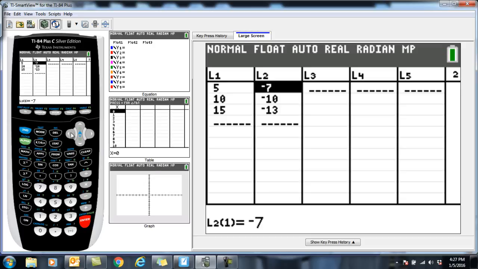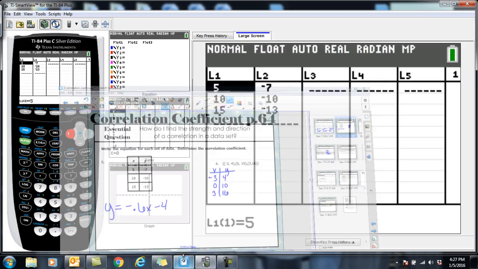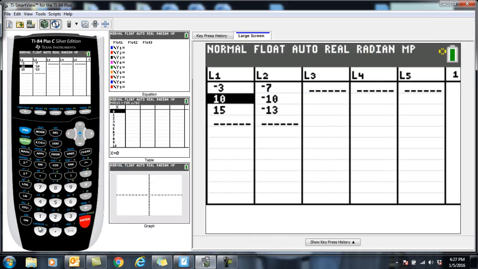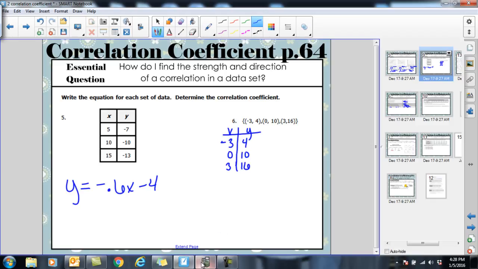My list is the same length as the list that's already in there, so I'm just going to type over the numbers instead of clearing it. So my first three numbers are -3, 0, and 3. And see, it just types over them and changes them, so you don't have to clear the list this time. If it were a really, really long list with extra numbers, I would, but since they're the same length, it's okay. And then I have 4, 10, and 16.